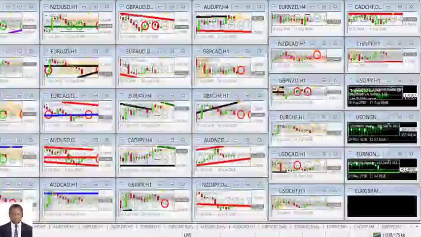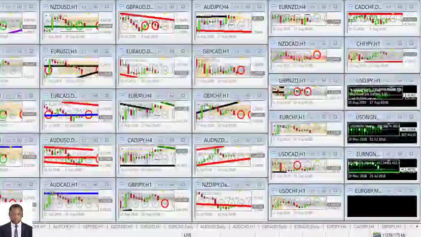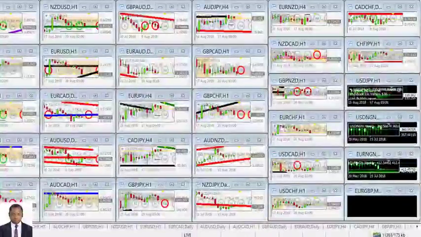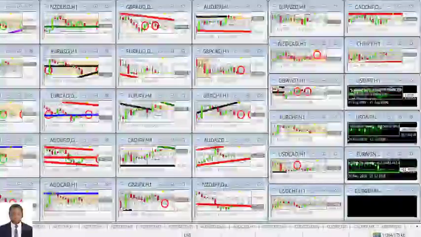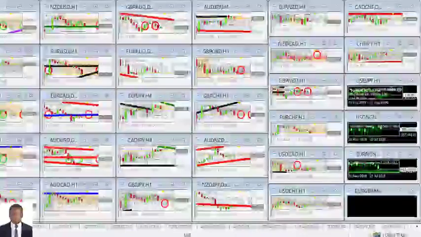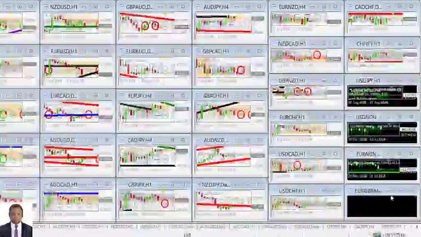I was just updating the quotes, trying to make sure I get the real market quotes from the charts. So let me apply the Forex Currency Index.